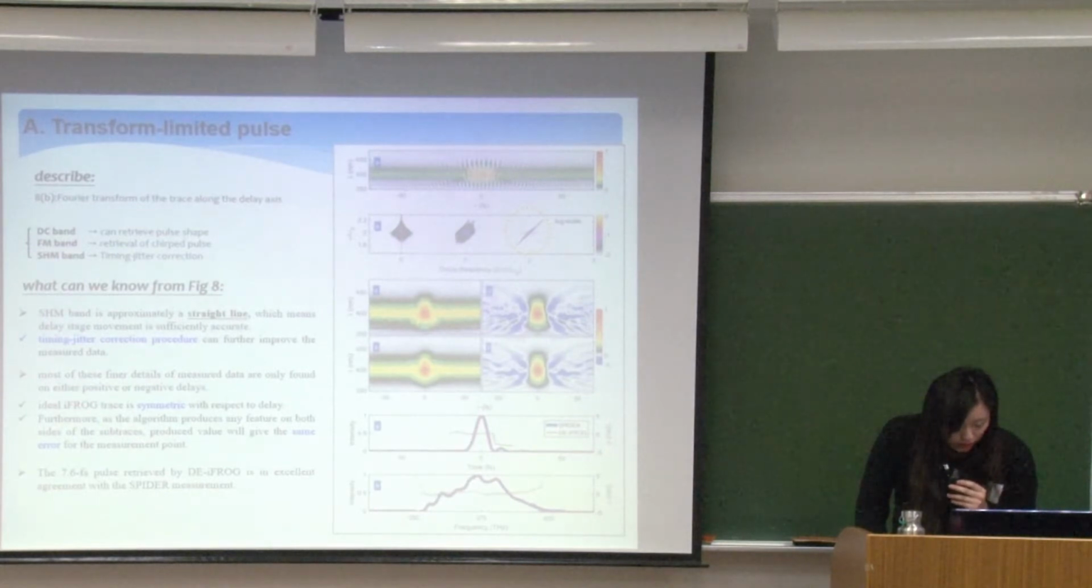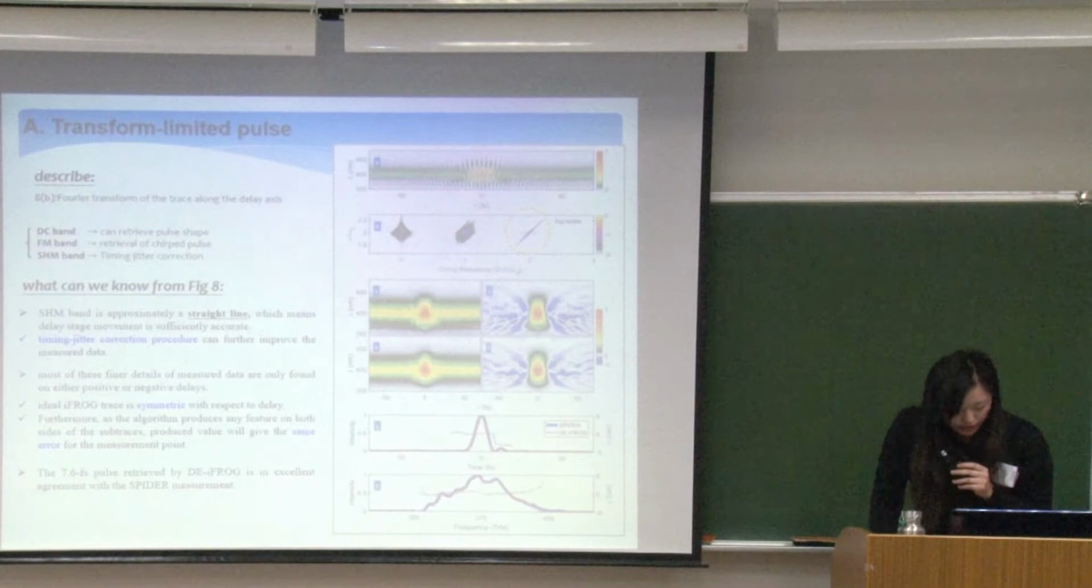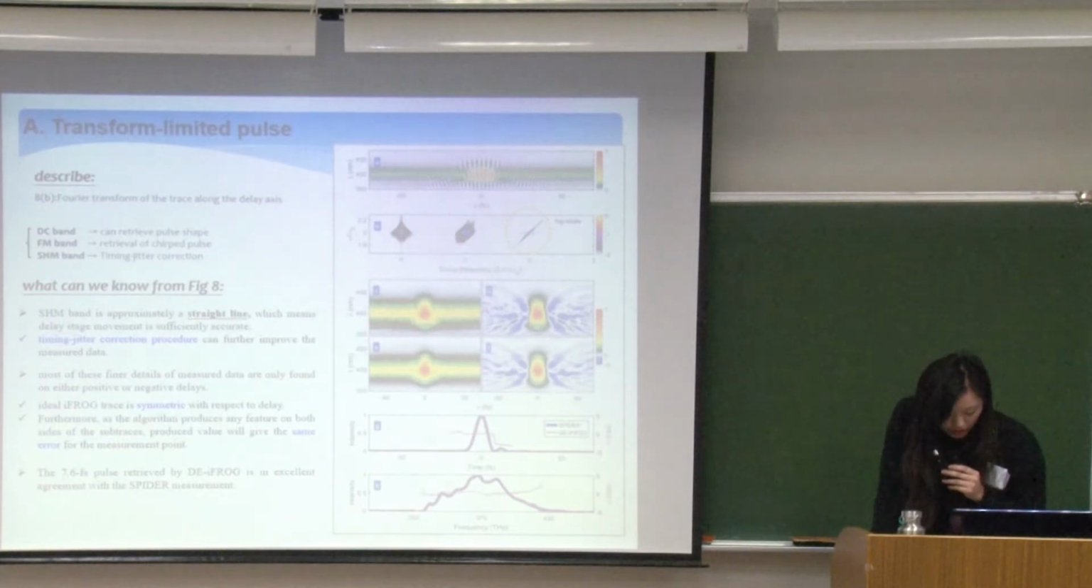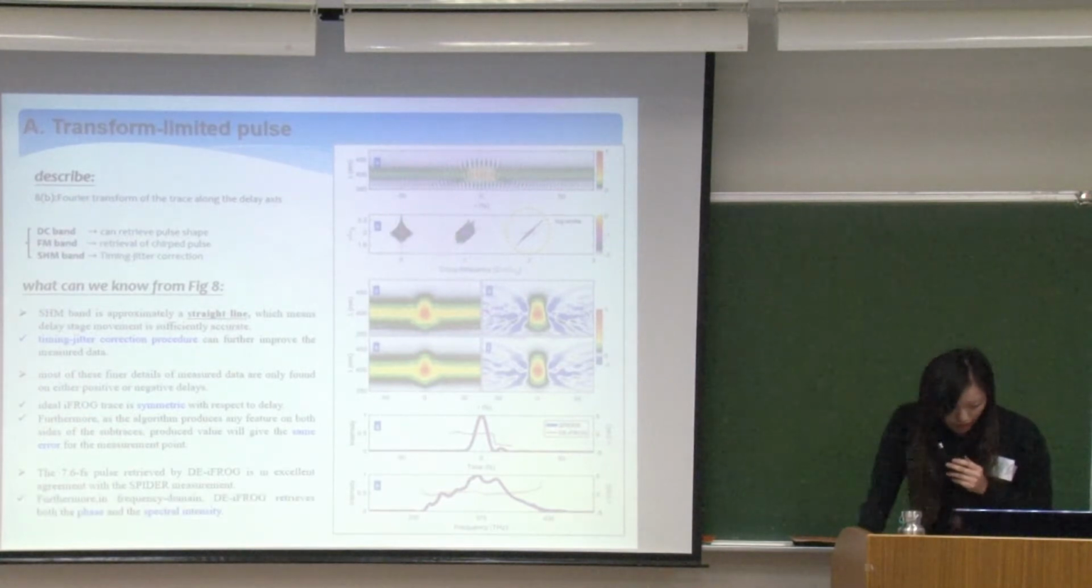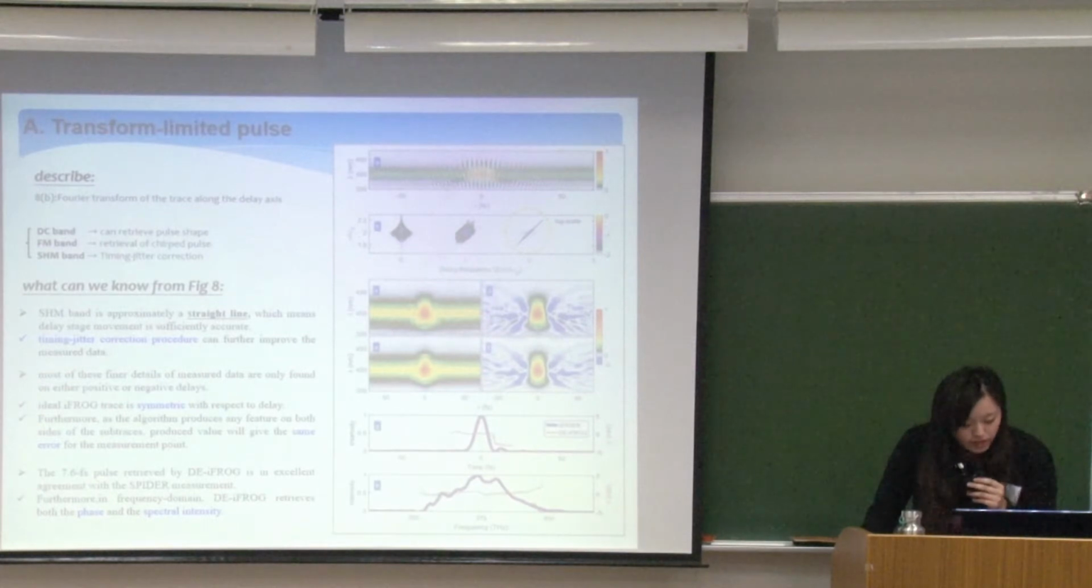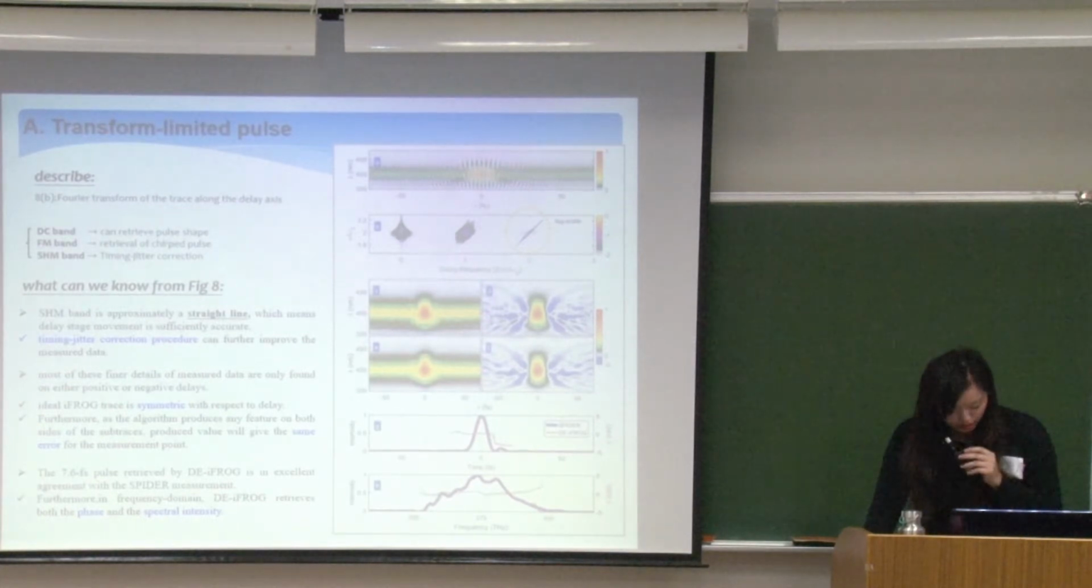And we can see from G and H, the 7.6 femtosecond pulse retrieved by DE FROG is in excellent agreement with the SPIDER measurement. And furthermore, in the frequency domain, DE FROG retrieved both the phase and the spectral intensity.